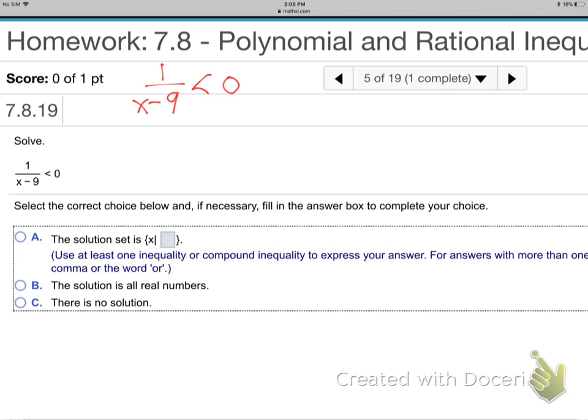All right, so remember step 1. Step 1 is, what is it? Change to equals. Change to equals and solve. Okay, so we'll do that. Let's change to equals and solve this thing. So 1 over x minus 9 equals 0. And then how do I solve that thing? What do I do to solve that thing? Get a common denominator.